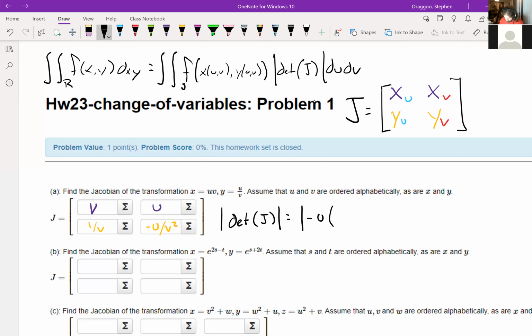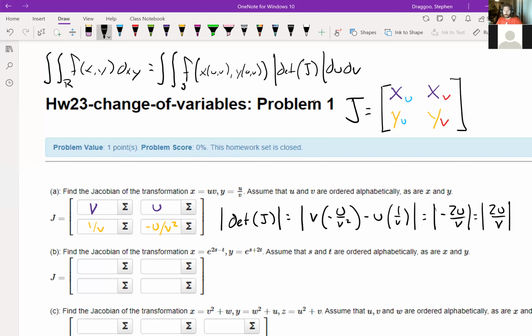Let's actually just write it out. Negative u times... v times negative u over v squared minus u times 1 over v. Which is the absolute value of negative 2u over v. Which we'd probably still say is the absolute value of 2u over v. Since it is important that when we plug this thing into the integration formula, we take the absolute value of that determinant. And since u and v are variables, we'll need to keep that absolute value sign there until we know what the actual bounds for our variables are.